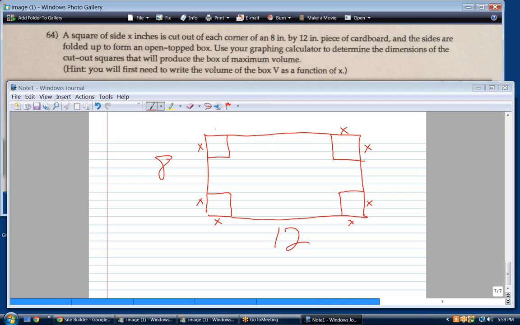So that's the problem. This is a classic calculus problem, actually, but it also works for pre-calculus. Use your graphing calculator to determine the dimensions of the cutout squares that will produce the box of maximum volume. Okay, let's talk about the volume of this box. What is the volume of a box equal to?